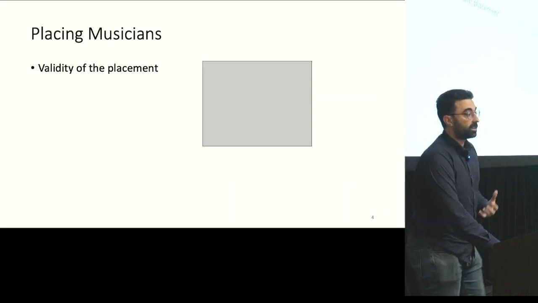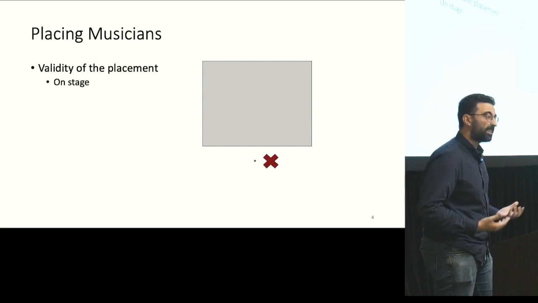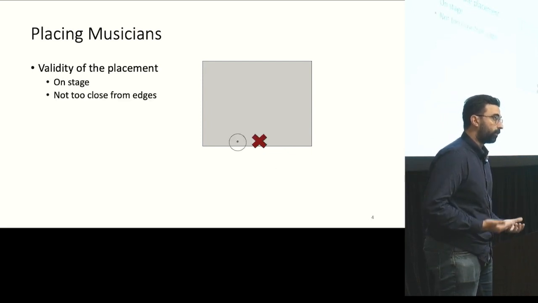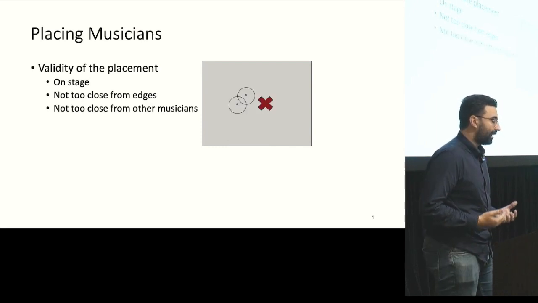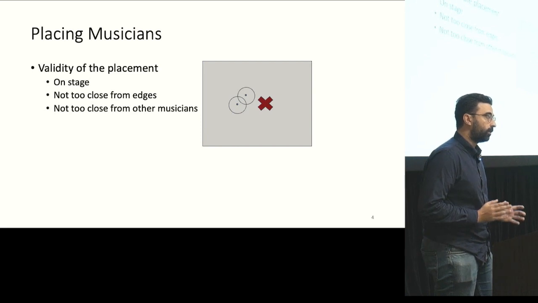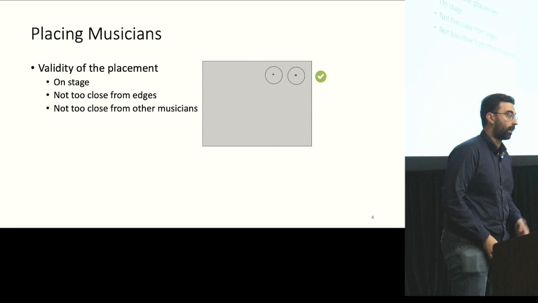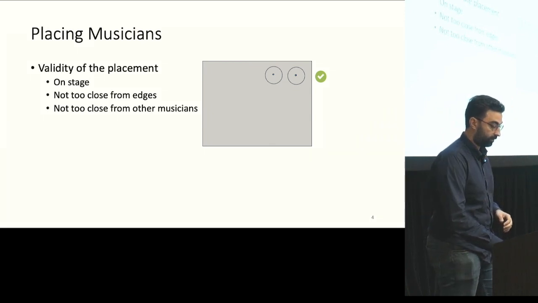Now, when placing musicians, we had some constraints. Musicians are pretty nice, so you should put them on the stage. Musicians don't like to fall off the stage, so you shouldn't place them too close to the edges. And as musicians, we like to have some room, so you shouldn't place them too close to other musicians. So for instance, this could be considered a valid placement where you have two musicians that are not too close according to some radius and are just placed on the stage.